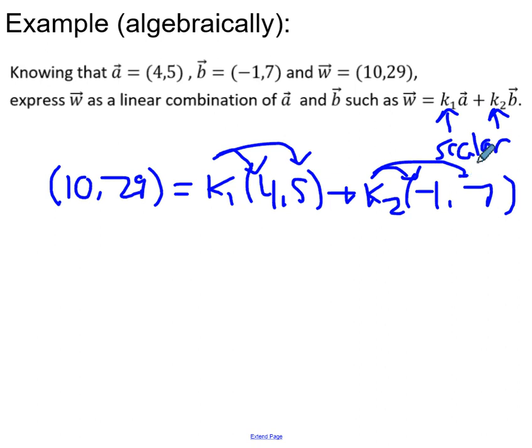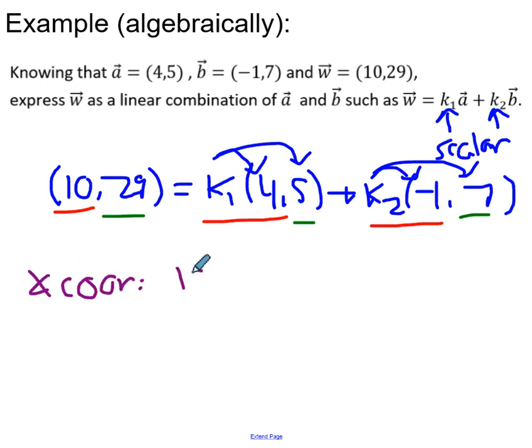Now what we're going to have to do is look at the x coordinate. So my x coordinate needs to be equal to my x plus my x. And then my y coordinate needs to be equal to my y plus my y. So we're going to write it in two different rules. Okay, so let's find my x coordinate. I have 10 that needs to be equal to 4k1 plus minus 1 k2. If you want, you could erase the plus minus and just put minus here. Okay, so this is for my x coordinate.